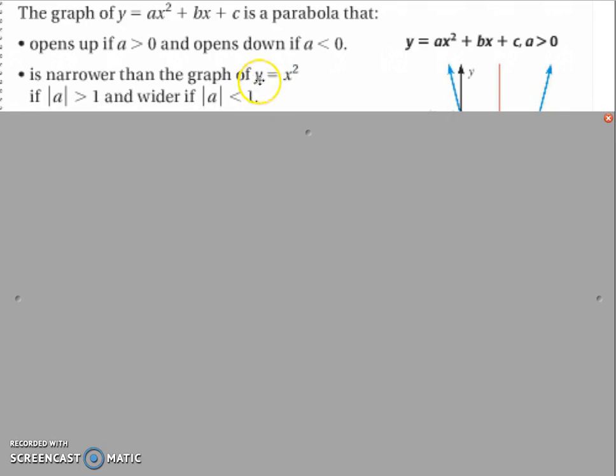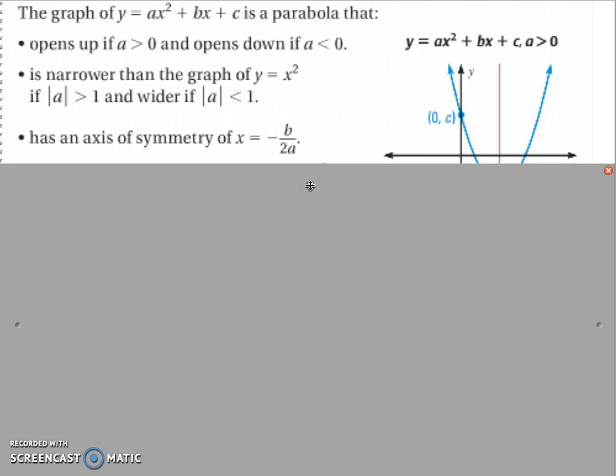Compared to the basic function y equals x squared, your graph narrows if the absolute value of a is greater than 1. So if you've got an a value of 5, or an a value of negative 19, your parabola is going to get skinnier. If your absolute value of a is less than 1, it gets fatter. So if you've got y equals 1/3 x squared, or y equals negative 1/5 x squared, those are both going to be wider.